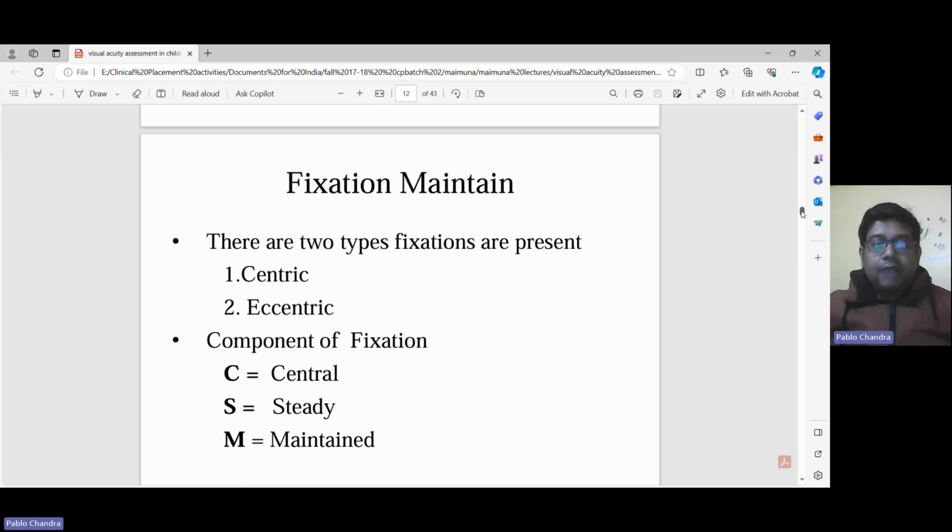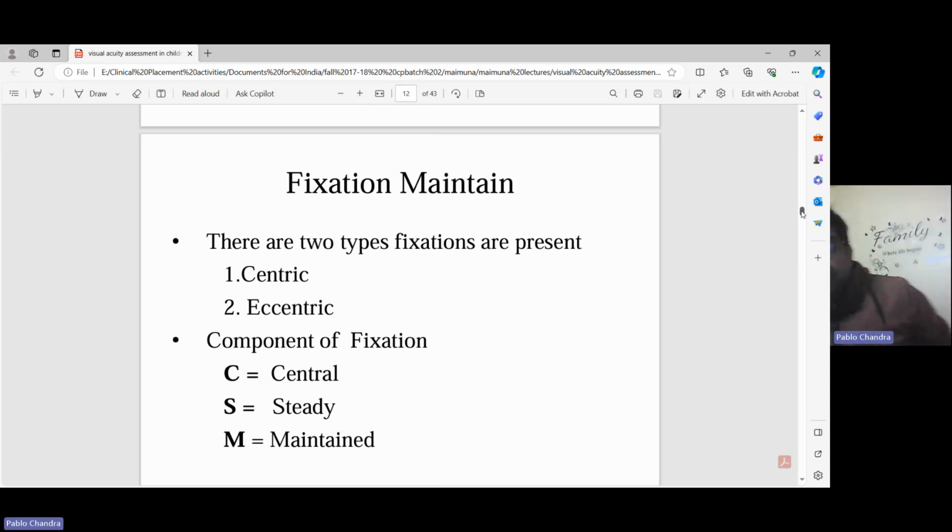So fixation maintenance, how do we check it? There are two types of fixation, centric and eccentric. Now what is centric and eccentric? Centric fixation is whenever a child is looking centered on the light with his fovea and macula, and the eye is fixating over there. Whenever the child is looking not through the center but through the peripheral part, that is known as eccentric fixation. Understood? So whenever a child is looking with the center of the fovea and the macula, you can call it centric. Whenever the child is looking through the peripheral, you can call it eccentric fixation.